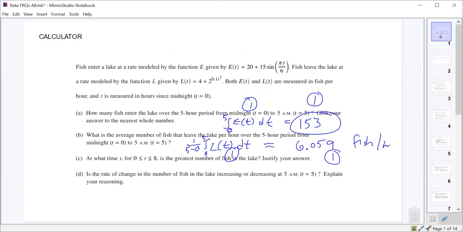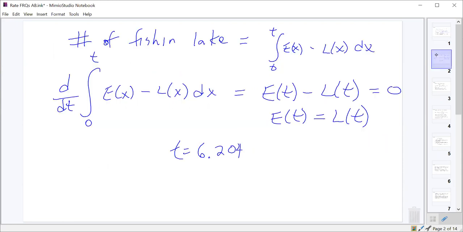Then we need to determine, because it says the greatest number of fish in the lake, if that's a maximum or a minimum. Because if that's a maximum, then great, we're done. But if that's a minimum, then we've got to also look at the endpoints, right? So we can do a sign chart with our derivative. This is E minus L. You could just plug some value greater than 6 into E minus L and see what you get, and you end up getting a negative. And if you plug in some number less than 6.2, like 6 or 5 or 1 or whatever, you end up getting a positive value. So that should show you that you have a max.